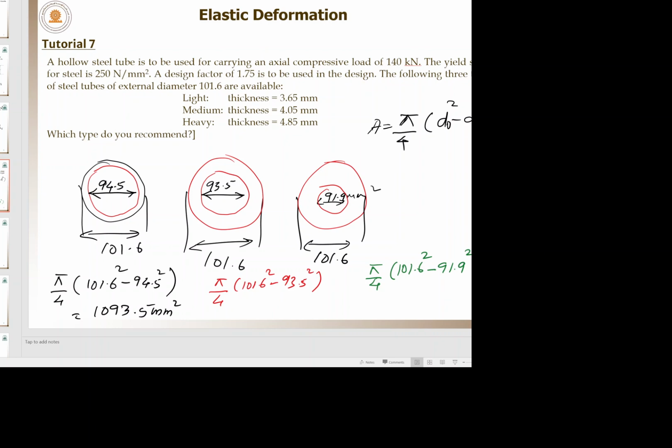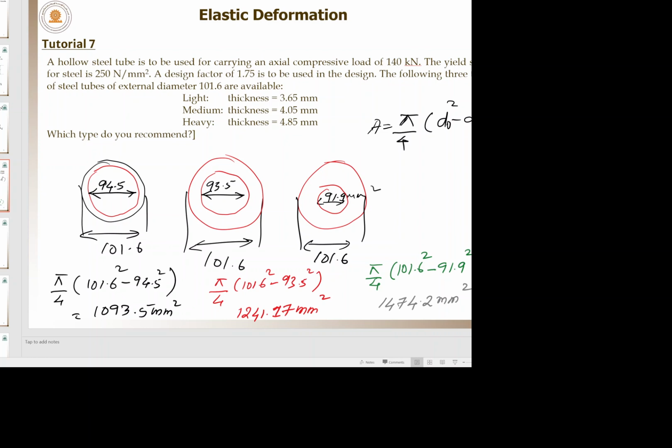Is it correct? 1241.17 millimeter square, is it not? Okay. For the last one, how much? 1474.2 millimeter square. So now you have these three different areas. You have light, medium, and heavy tubes. He is asking us which tube we are going to use.